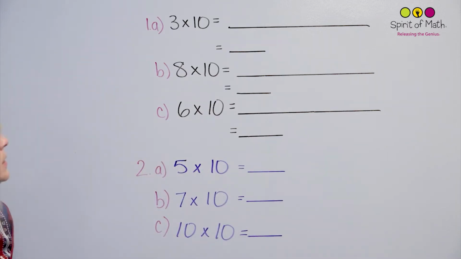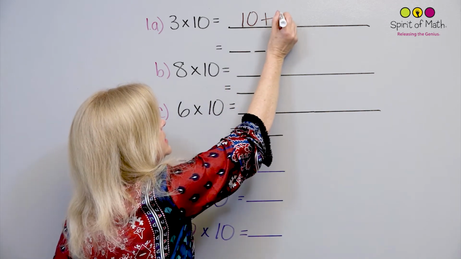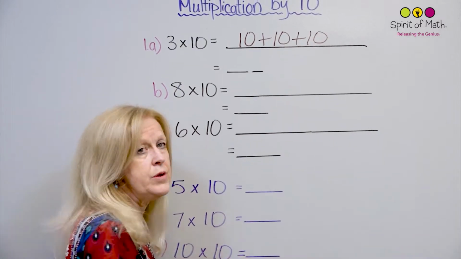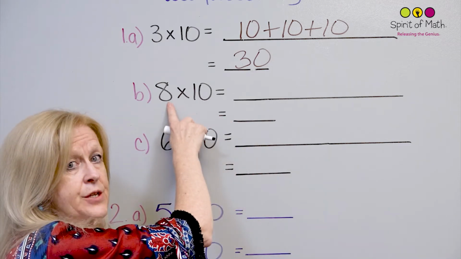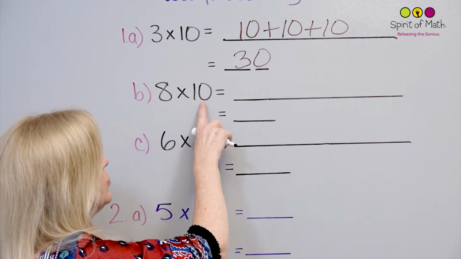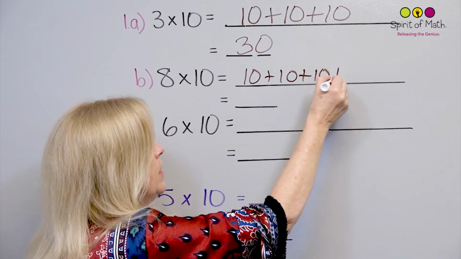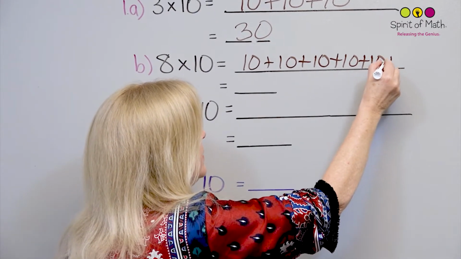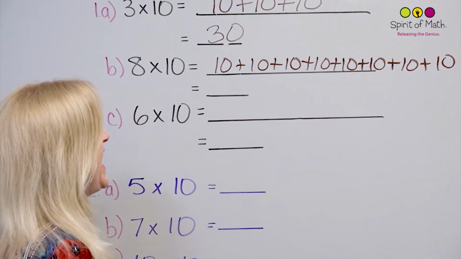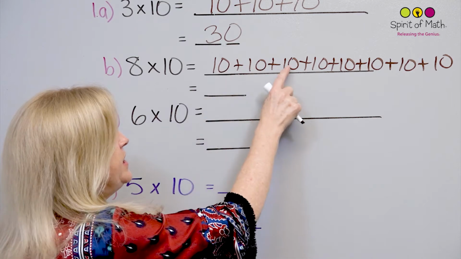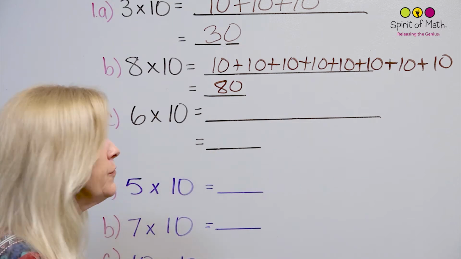So in this case, let's do 3 groups of 10. That would be a 10 plus a 10 plus a 10. That's 3 groups of 10, 10, 20, 30. This one is saying 8 groups of 10. So if you have 8 groups of 10, it would be 1, 2, 3, 4, 5, 6, 7, 8. Oh, that was long. Okay, 8 groups of 10 is 10, 20, 30, 40, 50, 60, 70, 80. And you may have known that it was 80 right away. Good for you if you did.